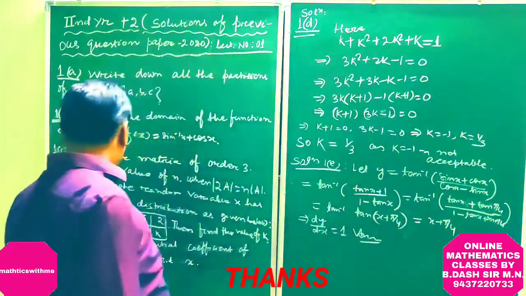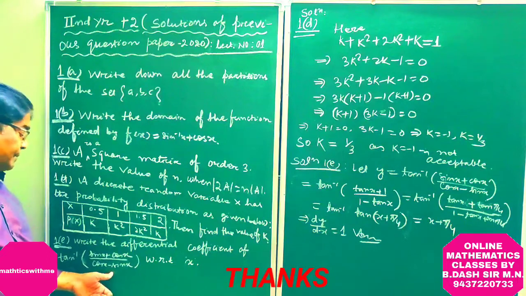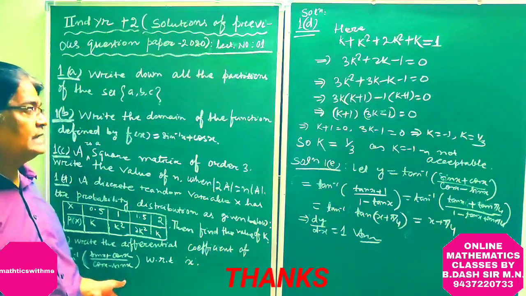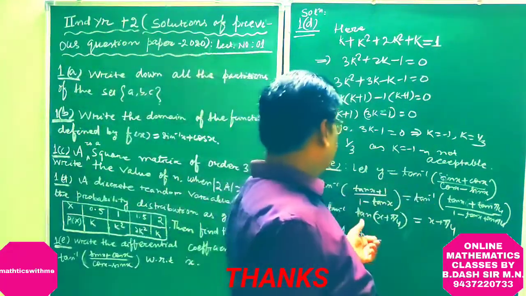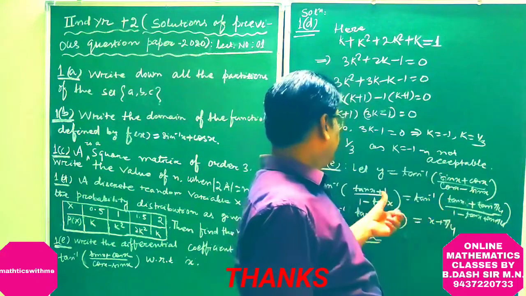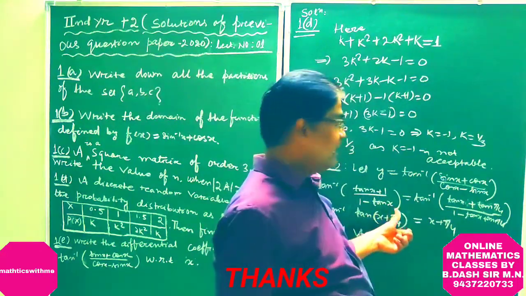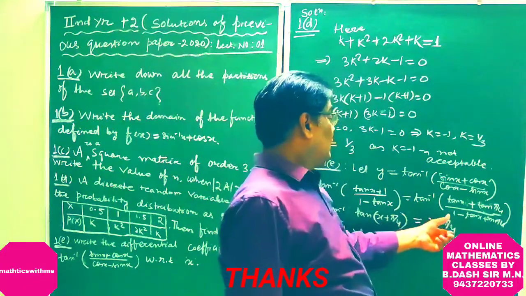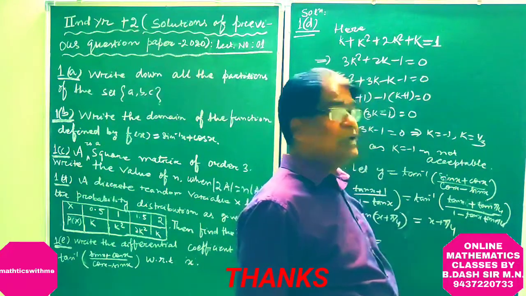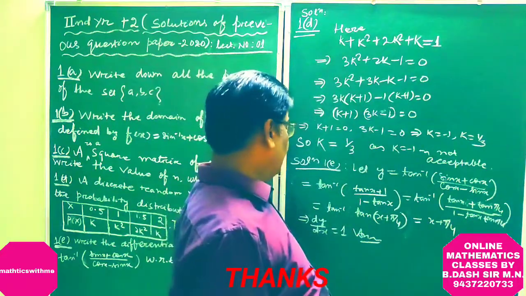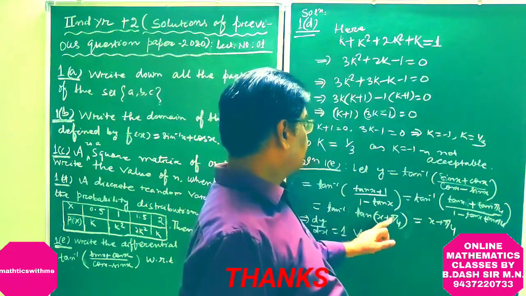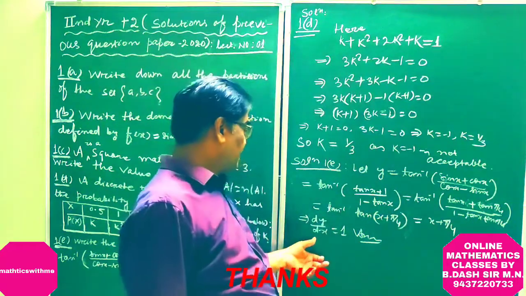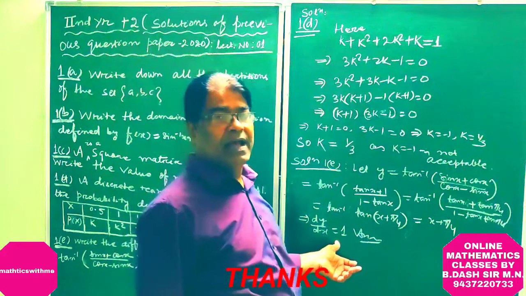So here in question number 1e, we have to find the differential coefficient of tan inverse of sin x plus cos x by cos x minus sin x. Let us simplify this. Dividing the numerator and denominator by cos x, we get tan x plus 1 by 1 minus tan x. Now we can write this expression as tan x plus tan pi by 4 by 1 minus tan x into tan pi by 4, because tan pi by 4 is 1. So this is tan inverse of tan of x plus pi by 4, which is x plus pi by 4. Therefore y is equal to x plus pi by 4, dy by dx is equal to 1. Answer.